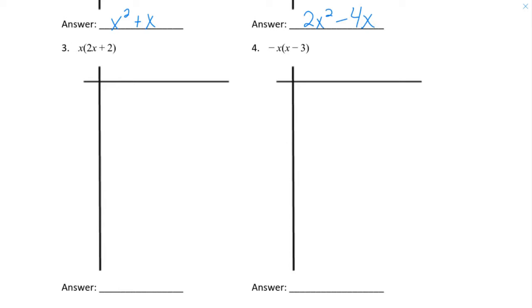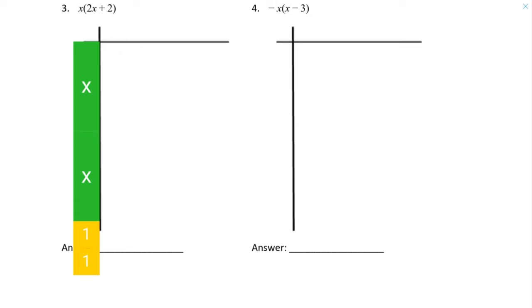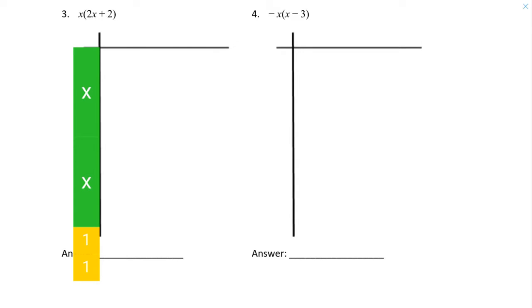So this one we have x times 2x plus 2. Since I have more space here on the left, I'm actually going to represent the 2x plus 2 over on the left here instead of the x. So this, again, is going to represent the 2x plus 2. And you can see even though that is my longer side, I'm still going to run out of space. That's okay. I'll just write the answer below when we're all done. And then my other term is an x, so that's going to go along the top here.